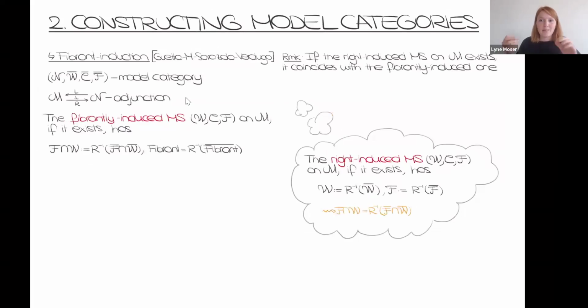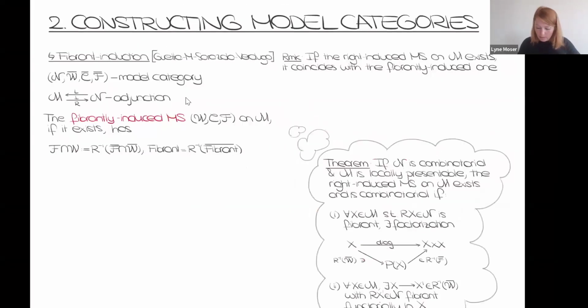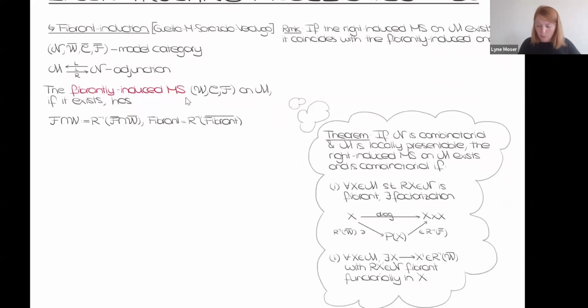But maybe the right-induced model structure doesn't exist and the fibrantly induced one still exists. So this could happen. Okay. And so before we had a theorem which was telling us when the right-induced model structure exists, and we had some path object condition and some functorial fibrant replacement condition.